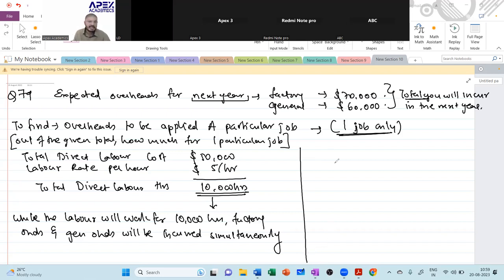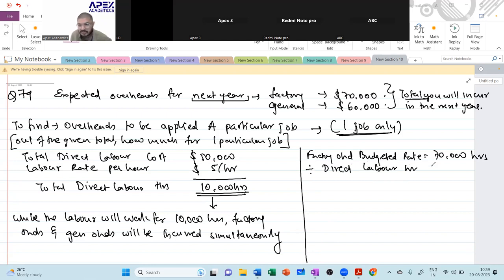The next thing that they are saying is the factory overhead budgeted is given to you as $70,000. This will be divided by direct labor hours. Why did I say direct labor hours? Because these factory overheads of $70,000 will be incurred simultaneously as long as a period of 10,000 hours. Factory overheads and general overheads will be incurred simultaneously.